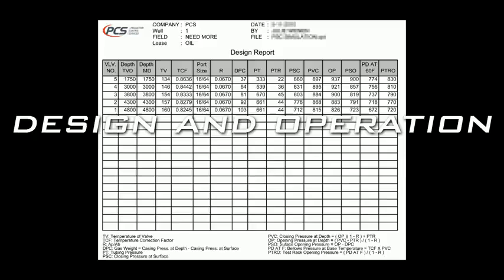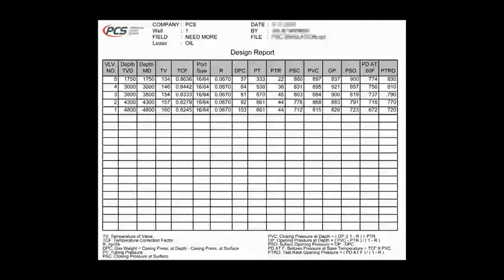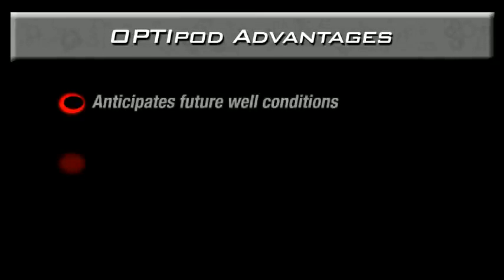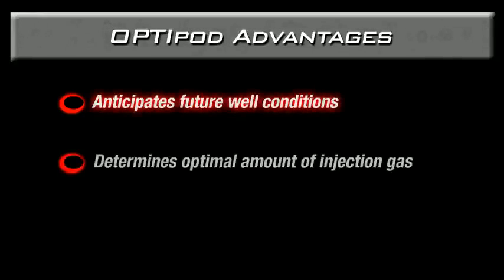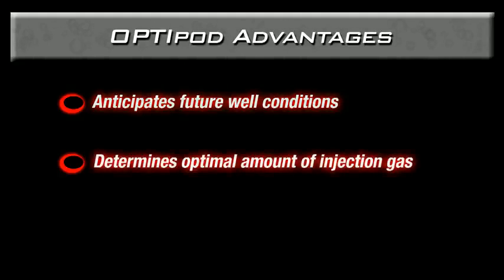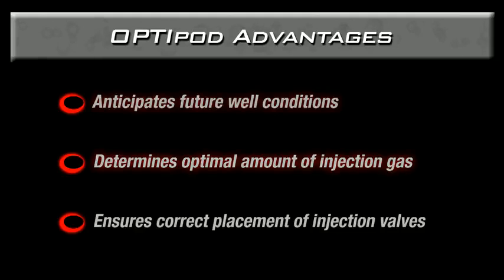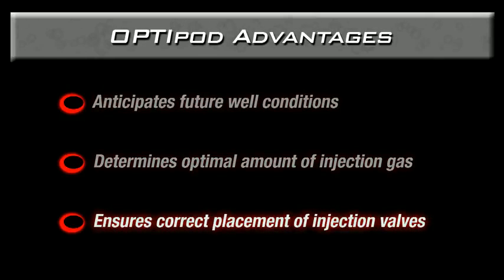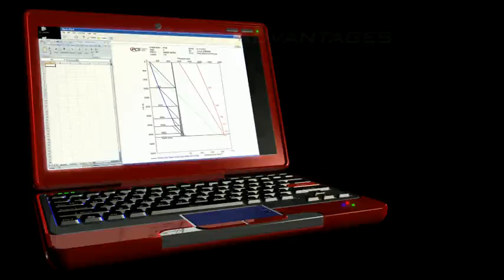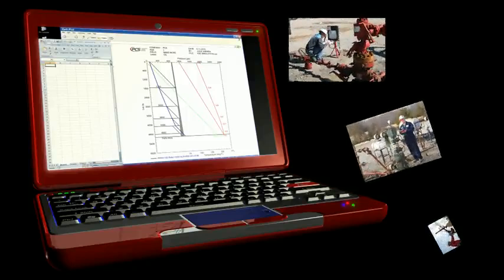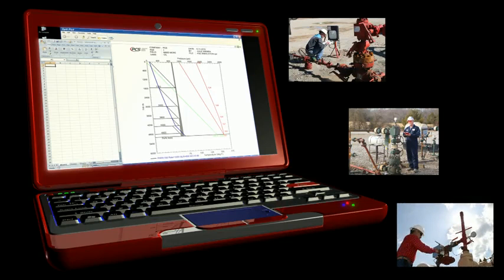Installation of the OptiFlow Gas Lift system begins with a carefully engineered design customized for your well specifications. Our OptiPod software uses both existing and anticipated well characteristics to determine the optimal amount of injection gas needed to deliver fluids to the surface, as well as the correct placement of the injection valves based on pressure calculations. By adapting to both current and future well conditions, the OptiFlow Gas Lift system ensures optimal production throughout the life of the well.